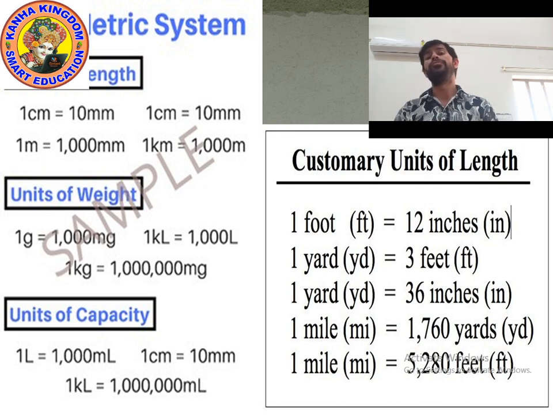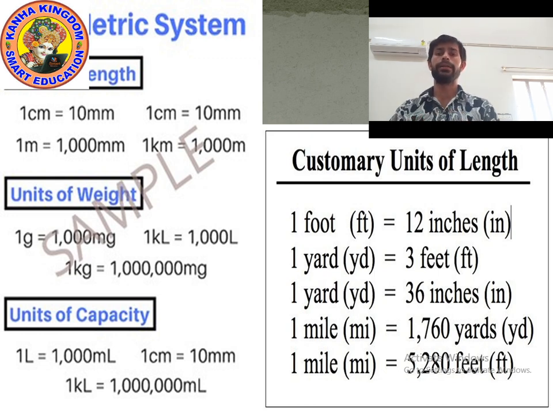1 mile is equal to 1760 yard. In terms of feet, 1 mile is equal to 5280 feet. Please try to memorize. 1 foot is equal to 12 inch. 1 yard is equal to 3 feet. 1 yard is equal to 36 inch. 1 mile is equal to 5280 feet. Okay. Please memorize it.